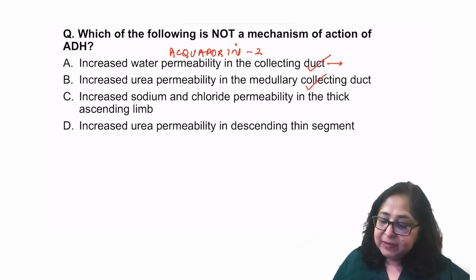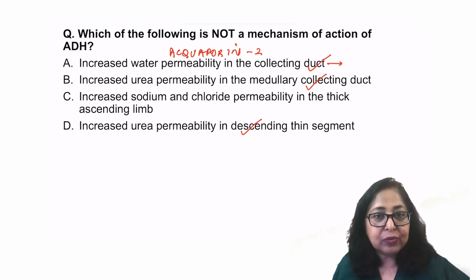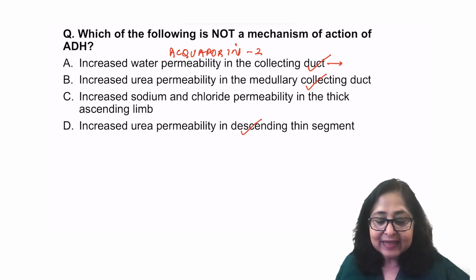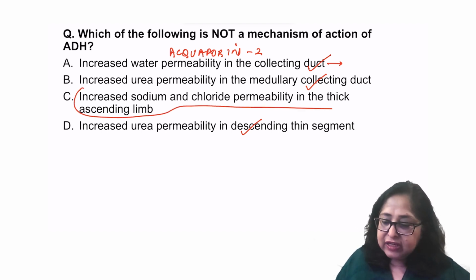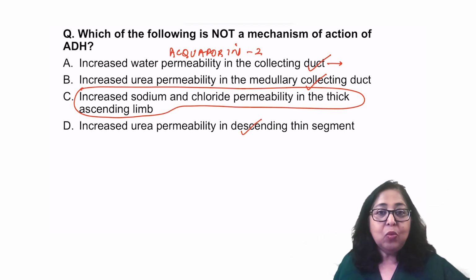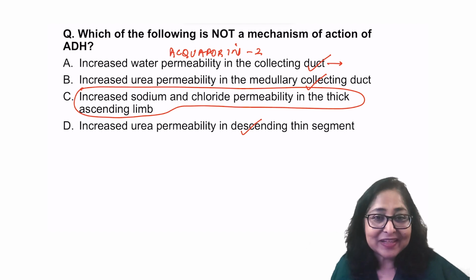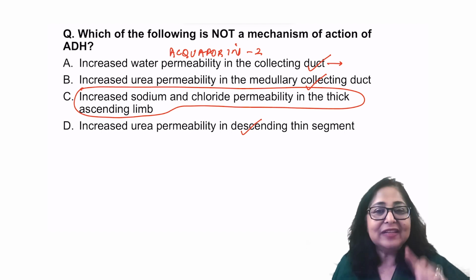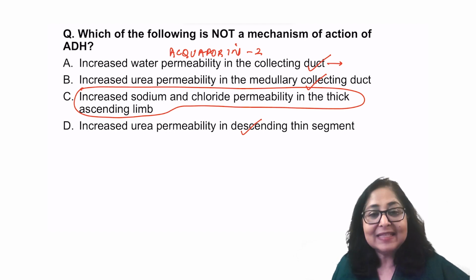It increases urea permeability in the descending thin segment is also one of the actions of ADH, though it has a moderate effect on the descending thin segment, but it definitely does not affect the sodium chloride reabsorption in the thick ascending limb. What is going to directly increase sodium chloride and potassium reabsorption in the thick ascending limb is the action of angiotensin 2. Not aldosterone. Angiotensin 2 directly acts on the thick ascending limb, increasing Na plus, K plus, Cl minus reabsorption. Aldosterone acts on the collecting duct.